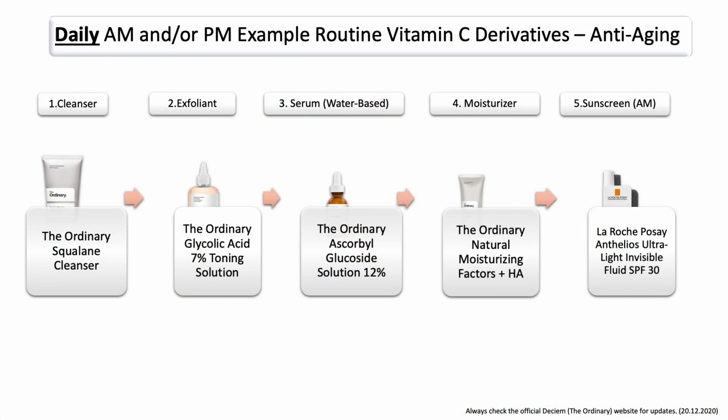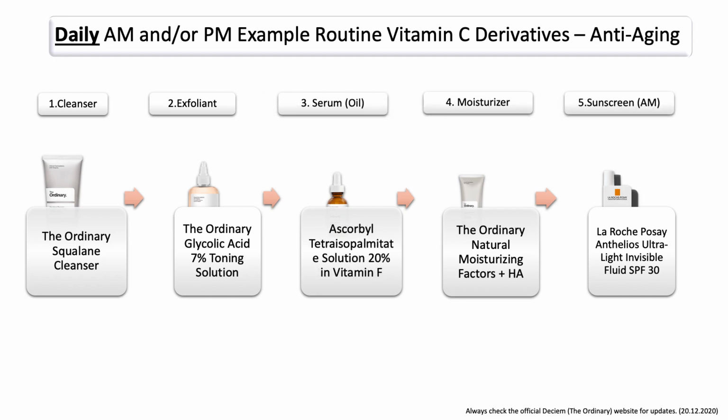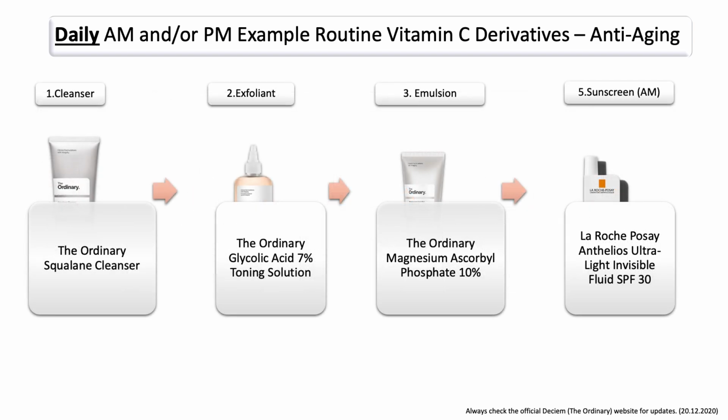And this is also what a routine would, for example, look like when using the ascorbic glucoside solution, which is a water-based serum, or the ascorbyl tetraisopalmitate solution in vitamin F, which is an oil, and then the Ordinary magnesium ascorbyl phosphate, which is an emulsion. So those are example routines on how you can include it in your skincare routine, and you are fine to use them in the same routine.